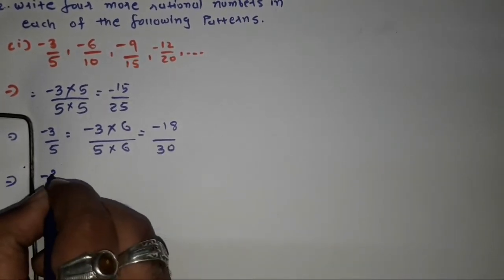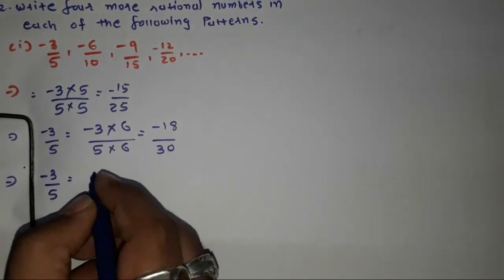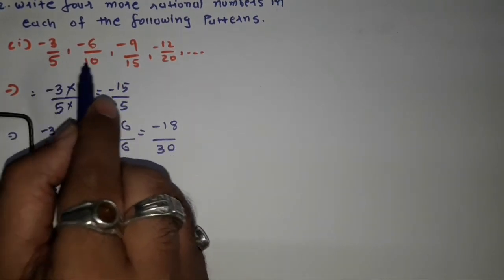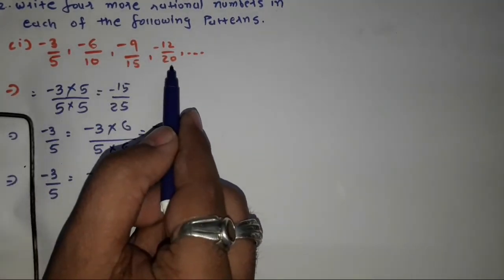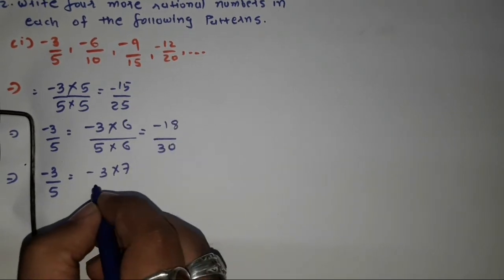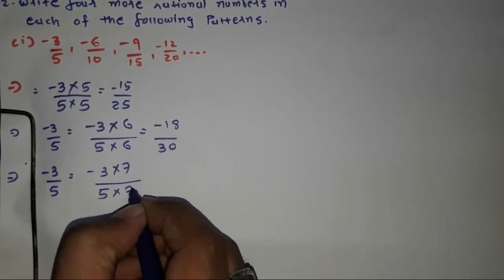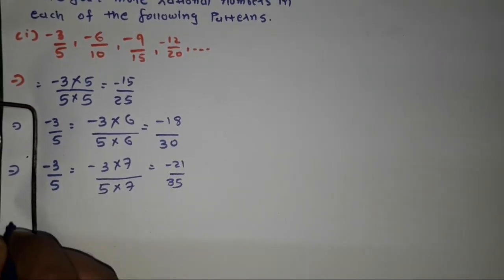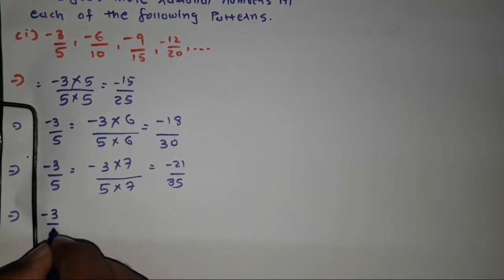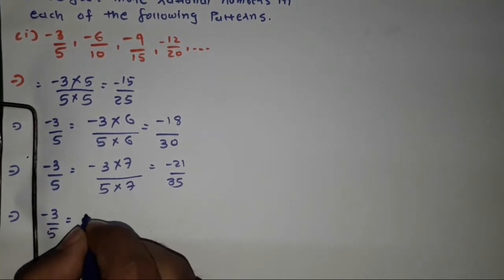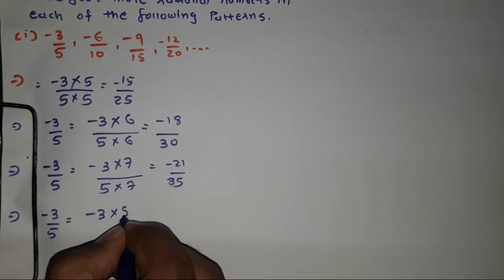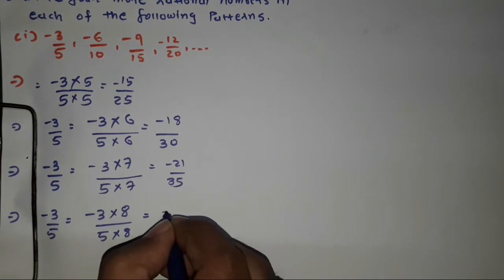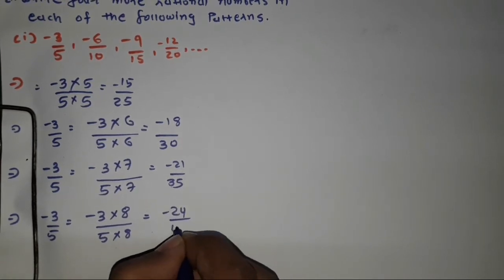Similarly for another one, minus 3 upon 5, we multiply this number with 7. The same pattern is followed in the denominator: 5 2s are 10, 3s are 15, 4s are 20, 5s are 25, 6s are 30. Similarly here we write 5 multiplied by 7, so I get minus 21 upon 35. Similarly for the next one, minus 3 upon 5 is equal to minus 3 multiplied by 8 upon 5 multiplied by 8. So minus 3 into 8, I get minus 24 upon 40.